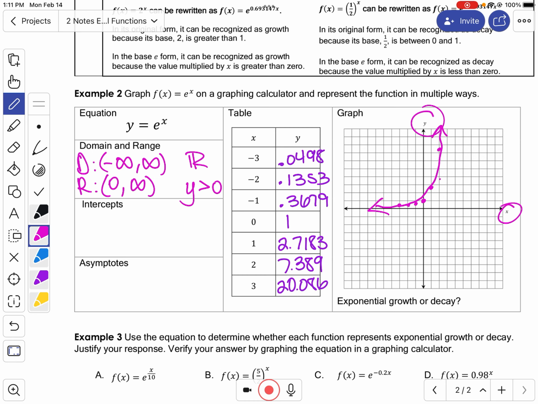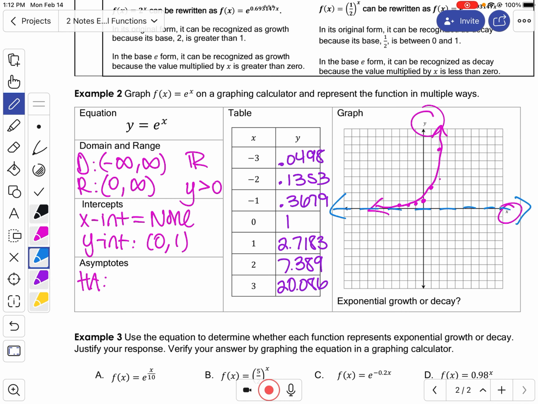Your intercepts. So notice that this one's not going to cross the x-intercept or x-axis. You do have a y-intercept. Notice that it is crossing the y at 1. So 0, 1 would be your y-intercept. And we do have a horizontal asymptote. If you look at your graph, it's approaching the x-axis. So it would be y equals 0. Because remember, horizontal crosses the y-axis, whether it shifts up or down. And then vertical crosses the x-axis, no matter when it shifts left and right.